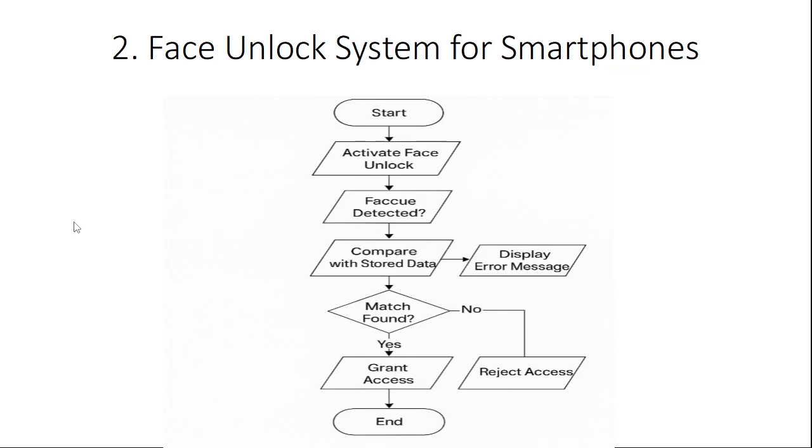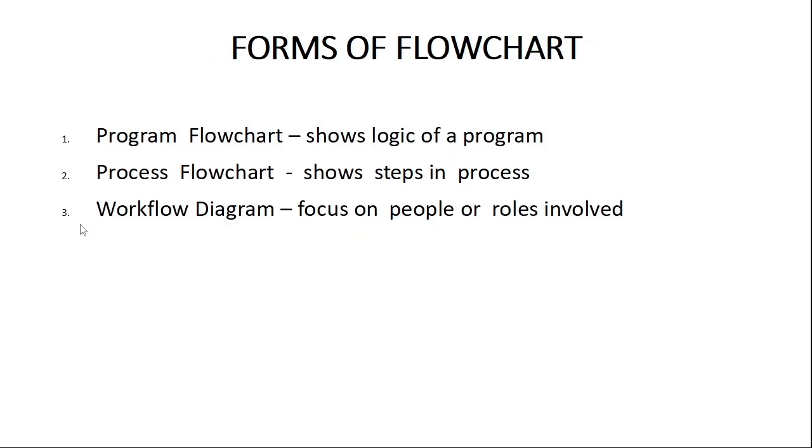Then if the match is found, that is, the face captured matches the face of the owner of the device, then grant access to device. Then the last one is to end the process. That is it on the face unlock system flow chart. So now let's move on.